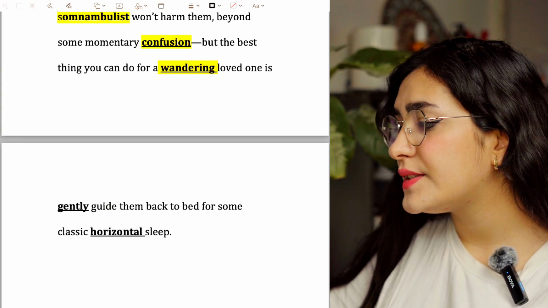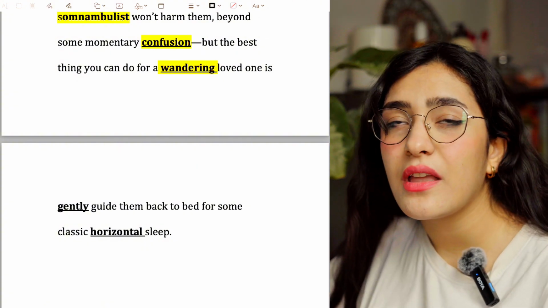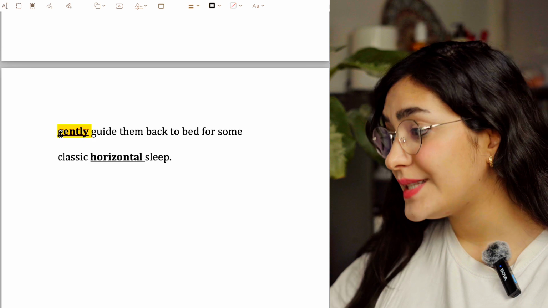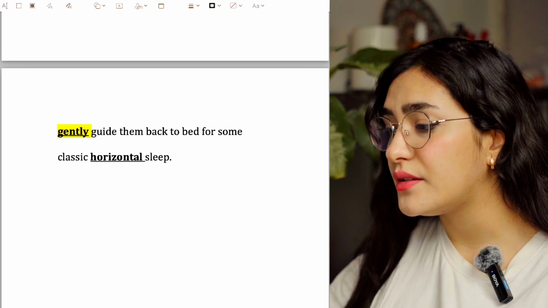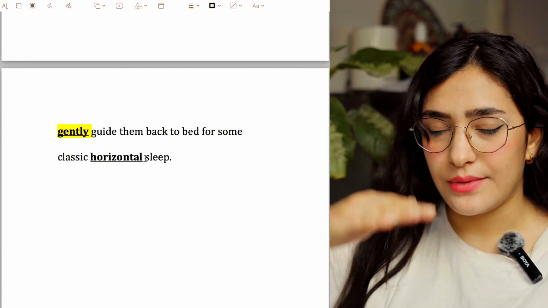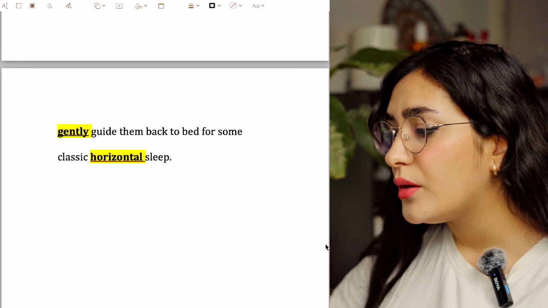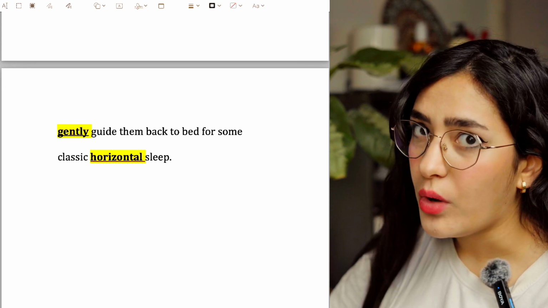And the next word is gently. Gently means softly, nicely. So simple. And the last word we're learning here is horizontal. Horizontal means parallel to the ground, flat. Horizontal. The table was positioned in a horizontal alignment with the wall.